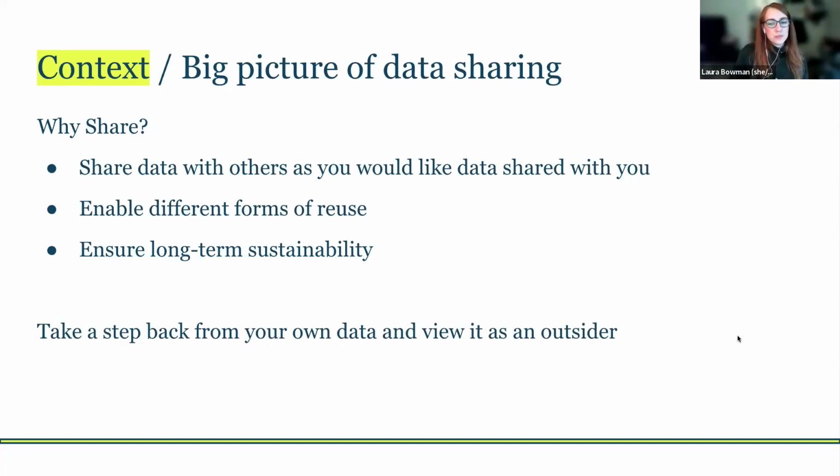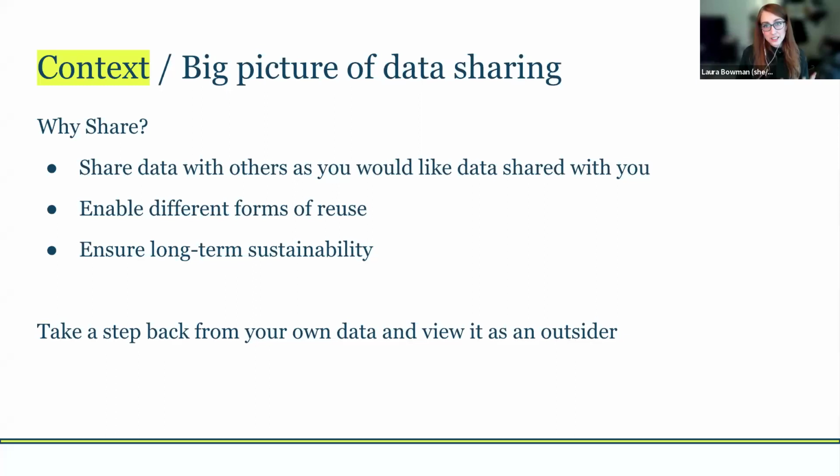And so one of the main points, if you take away something from this presentation, it's this: to take a step back from your own data and view it as an outsider. This might seem simple, but I think it's a really helpful step when you're trying to figure out what to document, because generally when someone else pulls your data, they will have never seen it before. And that's why you need to provide the context that helps someone figure out what's going on in your data set and how to use it so that it is actually accessible.